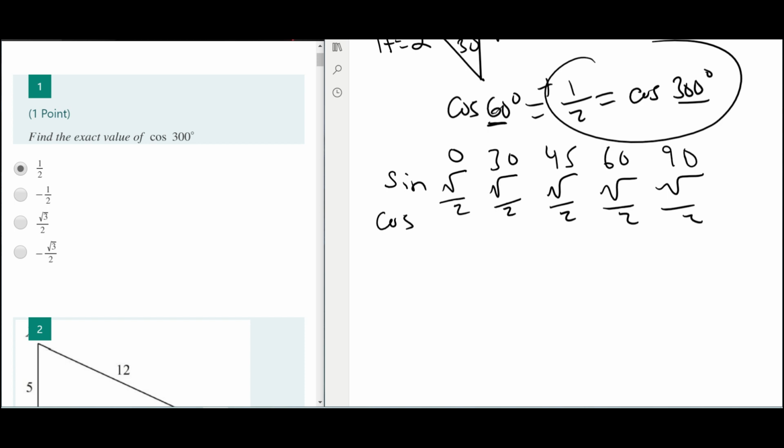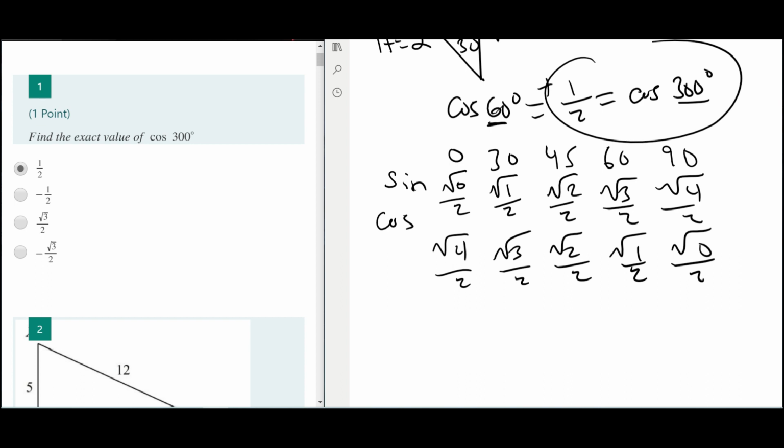For the sine, you start from 0 all the way to 4. And then for the cosine, you do the opposite. You start from 4 and then you end up at 0. This gives you values of sine and cosine right off the bat. So I know that from this, sine of 0 is square root of 0 over 2. And we know that square root of 0 is just 0, so this whole thing is 0. So sine of 0 is 0.